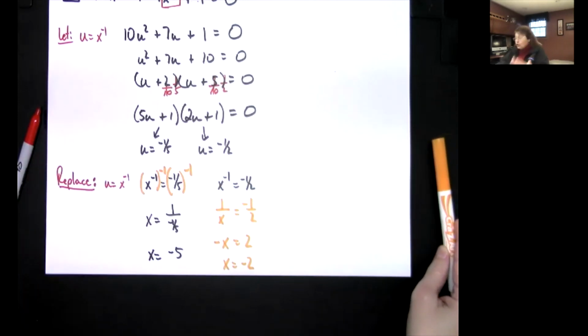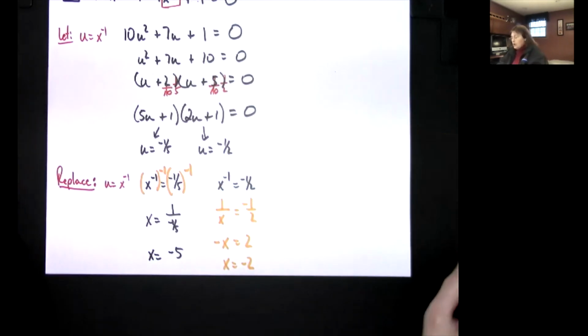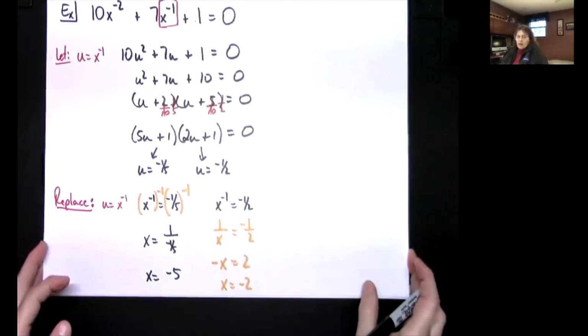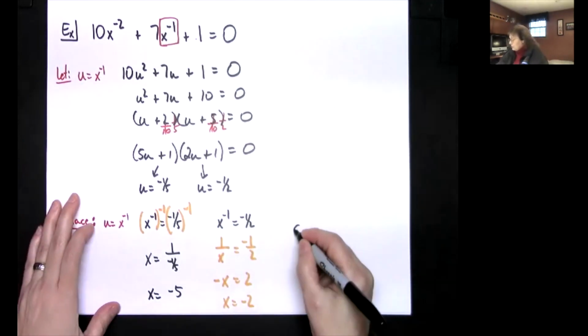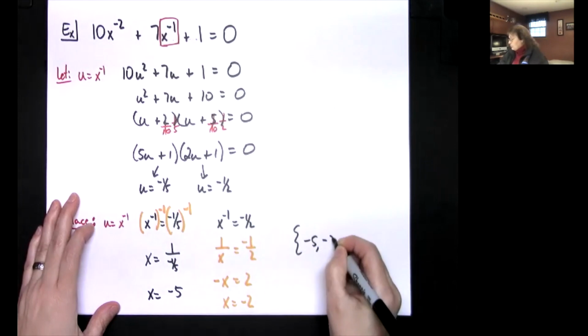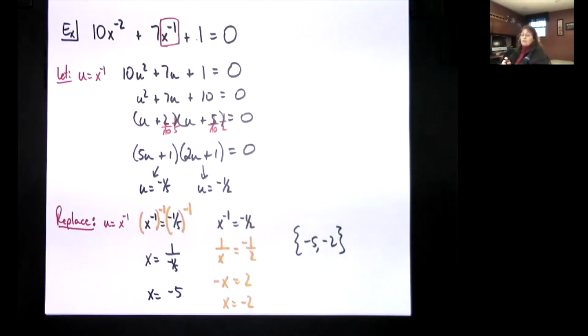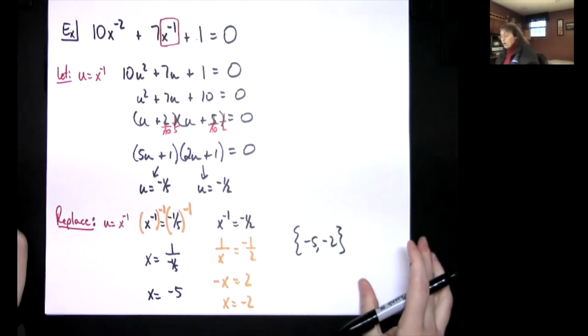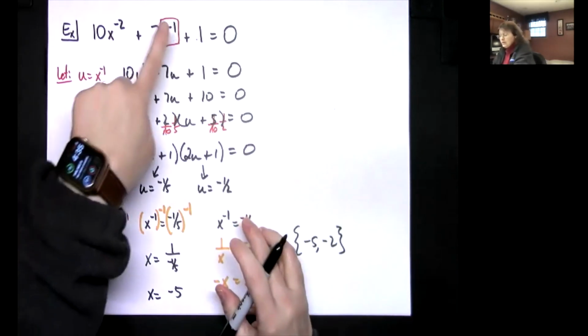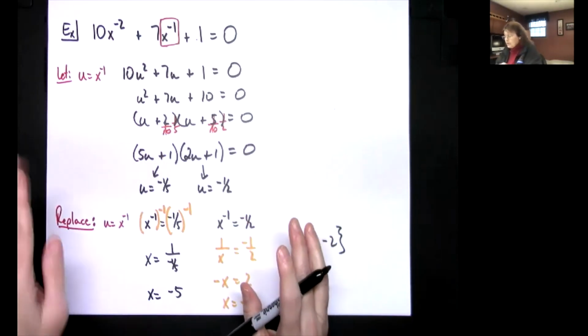Again, you should check both of those answers. Assuming that I didn't screw up in my online notes, they both check. So you plug them back into that original equation. I would definitely grab a calculator and plug them back in. So that one deals with these negative exponents.